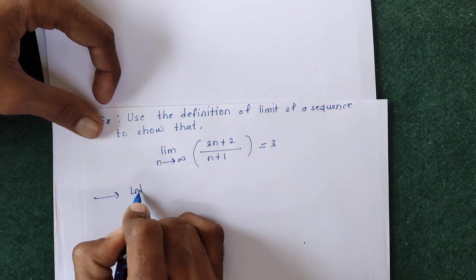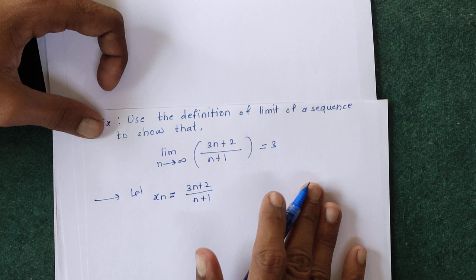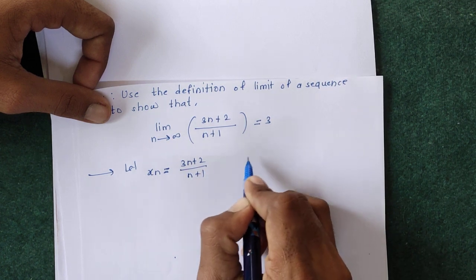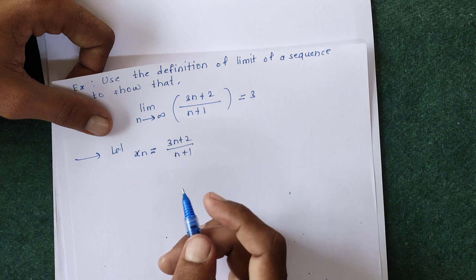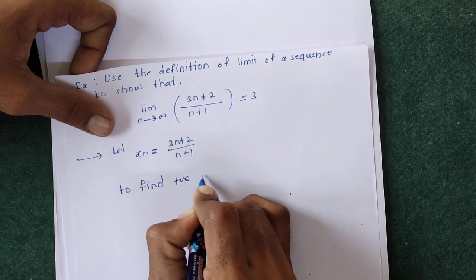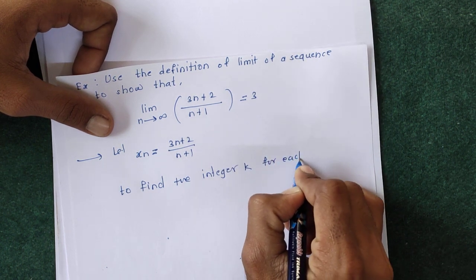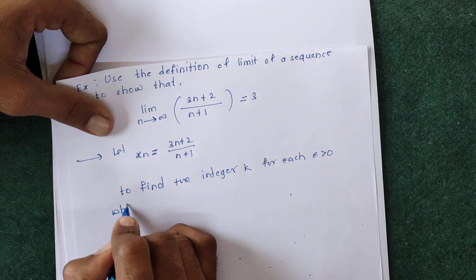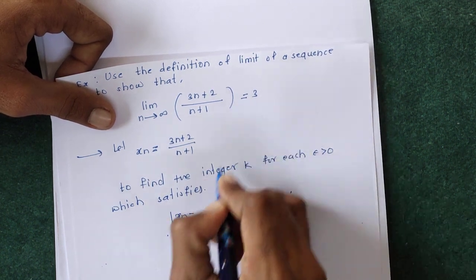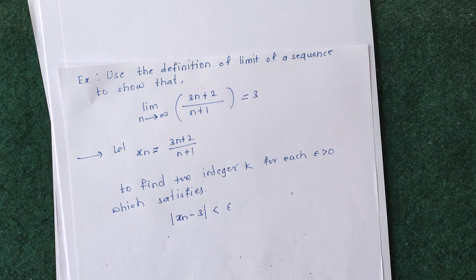Here again we are given xn equal to 3n plus 2 upon n plus 1. Again we have to find the value of k such that mod of xn minus 3 is less than epsilon for n greater than or equal to k. We have to find the positive integer k, for each positive epsilon, which satisfies mod of xn minus the limit 3 less than epsilon.